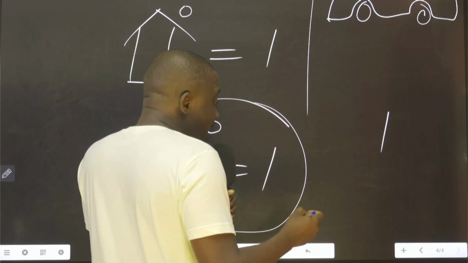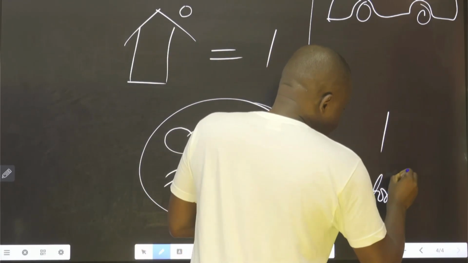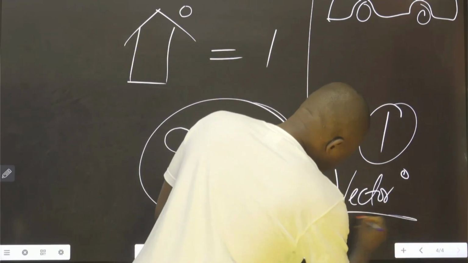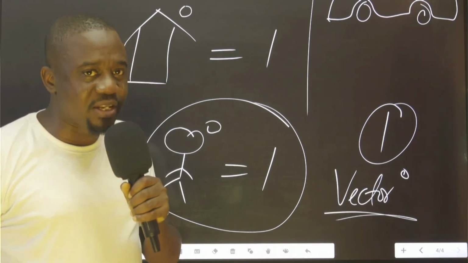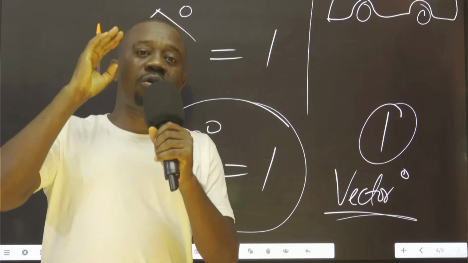I can say Victor raised to the power 0. That is this one you are seeing here. Victor raised to the power 0, or Peter raised to the power 0, and so on and so forth. Anything raised to the power 0 is equal to 1.